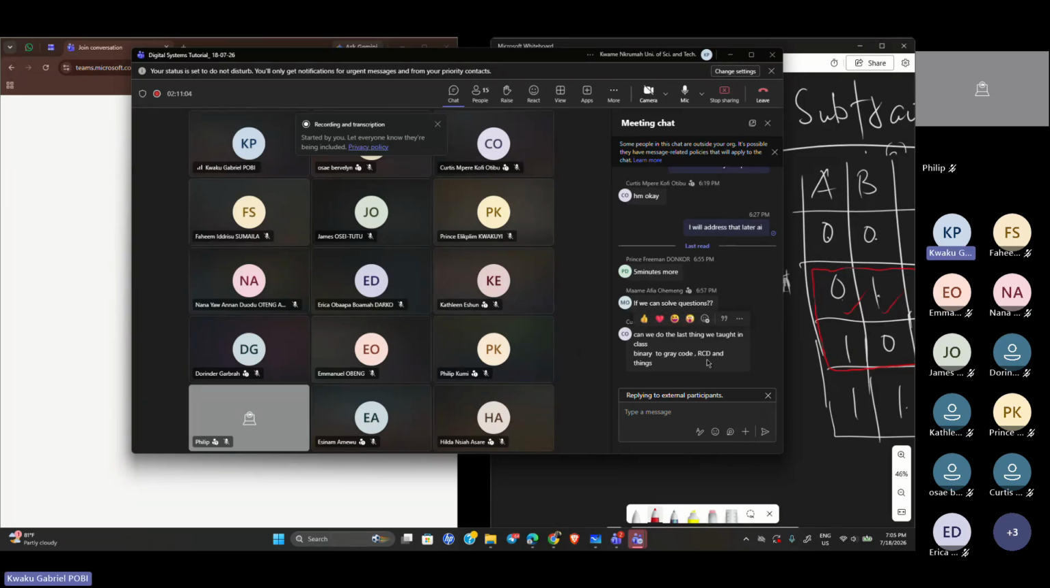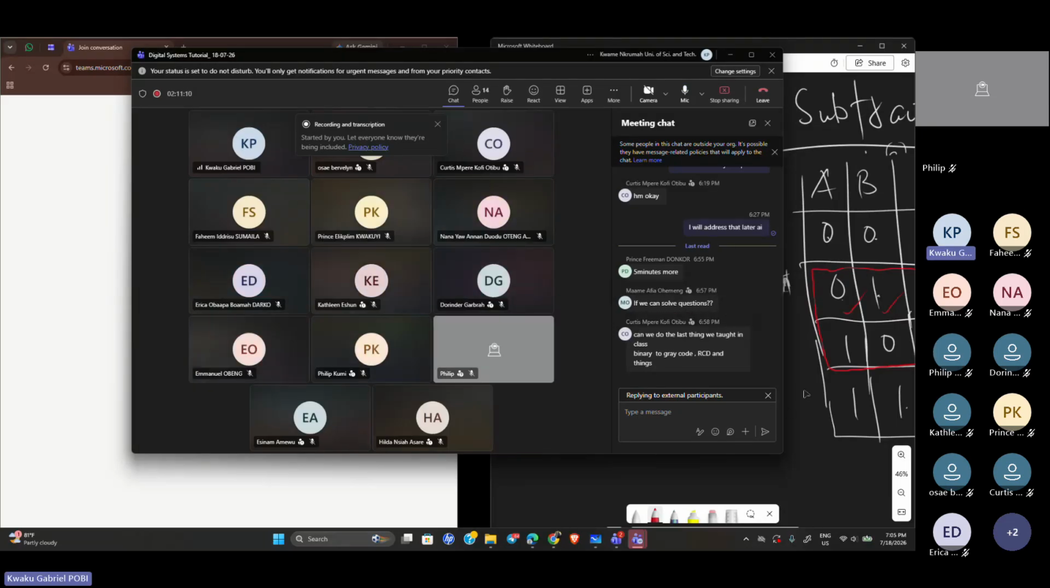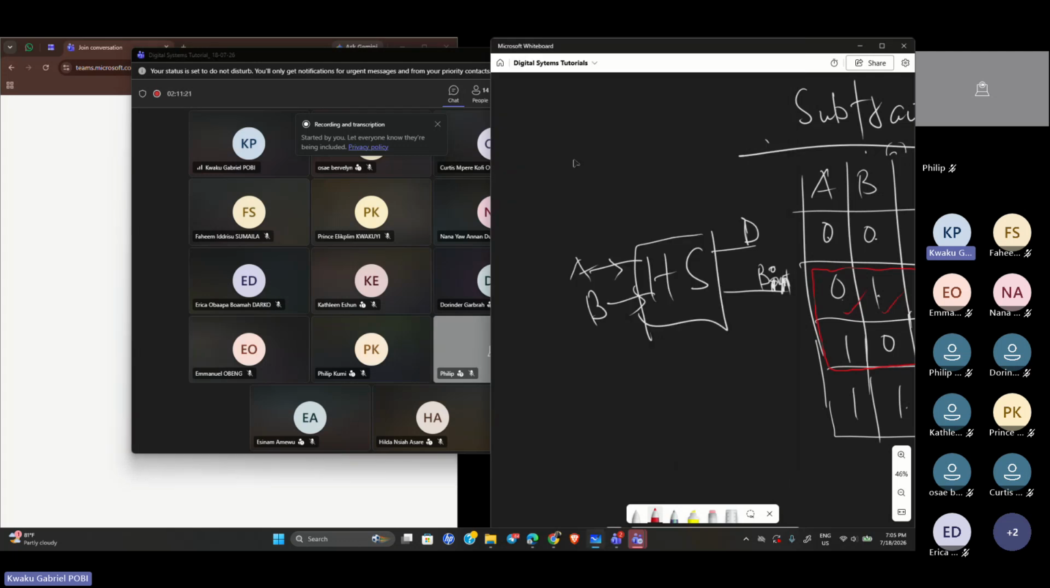Binary to gray code, BCD and things. Oh, okay, if we can solve questions, okay. So other people too were suggesting some other things. Let me finish the subtractor and then we'll do that.